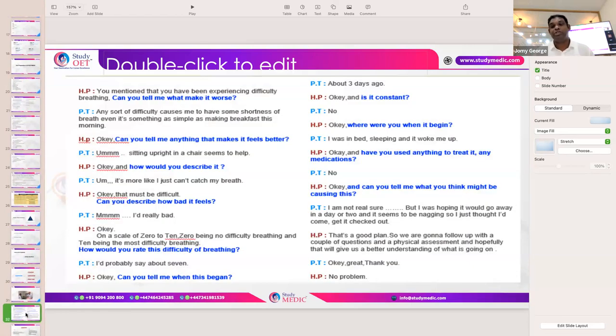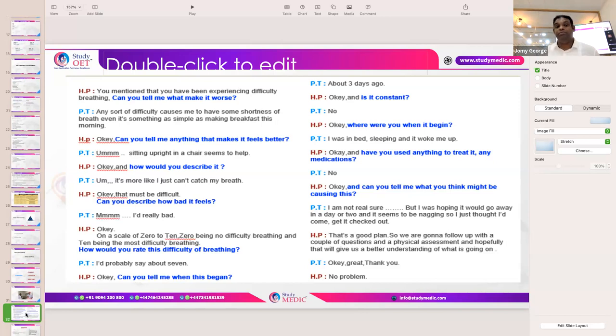The doctor, the healthcare professional, started the conversation with a statement: you mentioned that you've been experiencing difficulty breathing. Can you tell me what makes it worse? That is an open question. The patient answers: any sort of exertion causes me to have some shortness of breath, even something as simple as making breakfast this morning. Next question: okay, accepting. Can you tell me anything that makes it feel better?